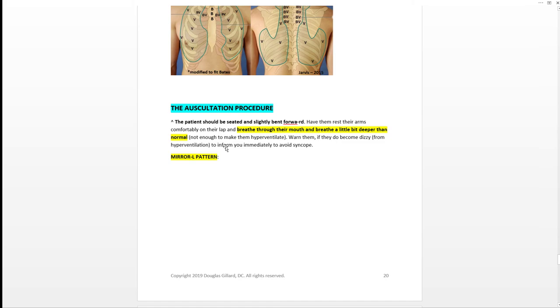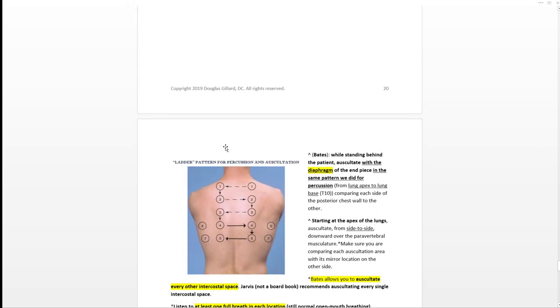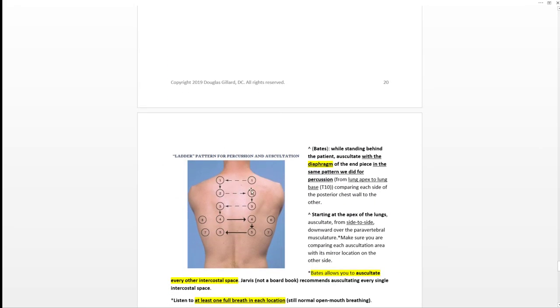The procedure, you're just going to use that same L pattern. You're going to have the patient breathe through the mouth. Don't say, okay, take a deep breath. They'll get faint, right? You can't have them keep blowing carbon dioxide off like that. So I have them breathe through an open mouth. You tell them to breathe a little bit deeper, like you just got done running, but I don't want you to go crazy with it.